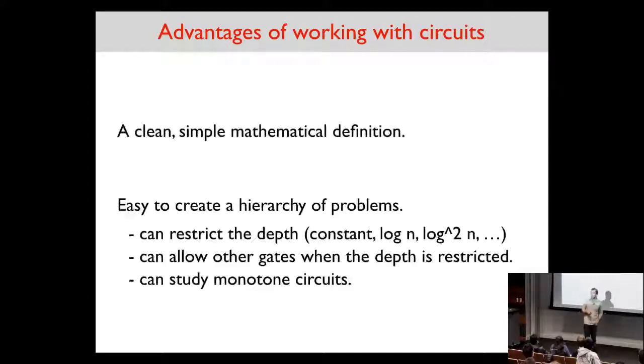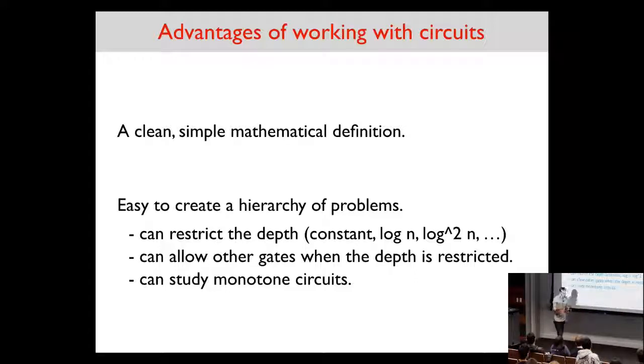So the advantage of working with circuits is that a Turing machine model is nice, but it doesn't have a very clean mathematical definition. But a circuit has a very clean and simple mathematical definition. And so it seems reasonable to work with circuits and try to prove circuit lower bounds. It seems better to approach it that way than to work with Turing machine models. And it's easy to create a hierarchy of problems too. You can restrict your circuit.